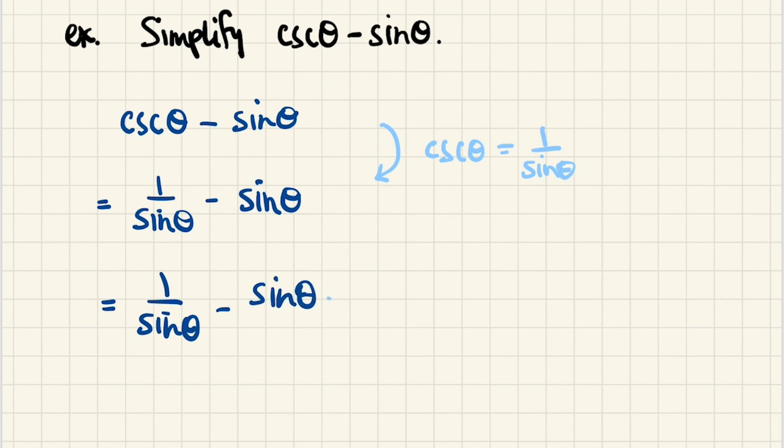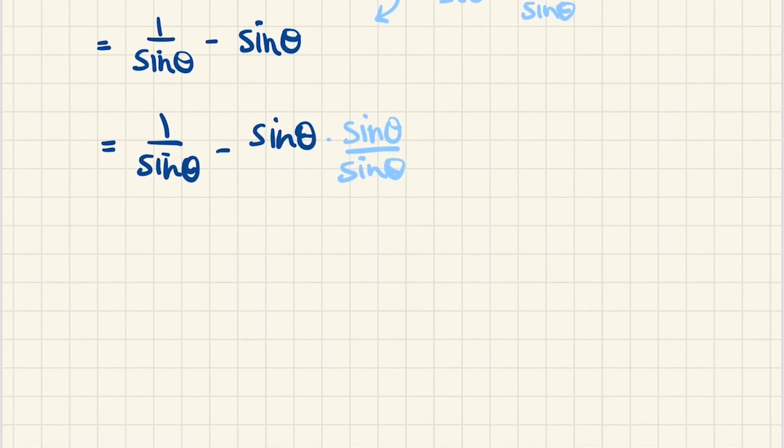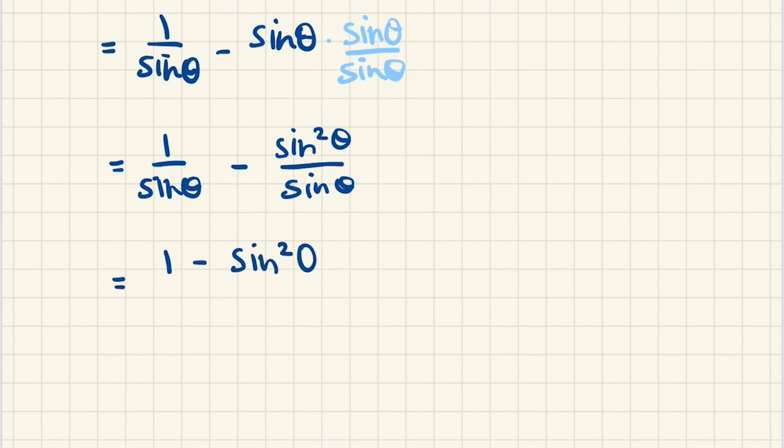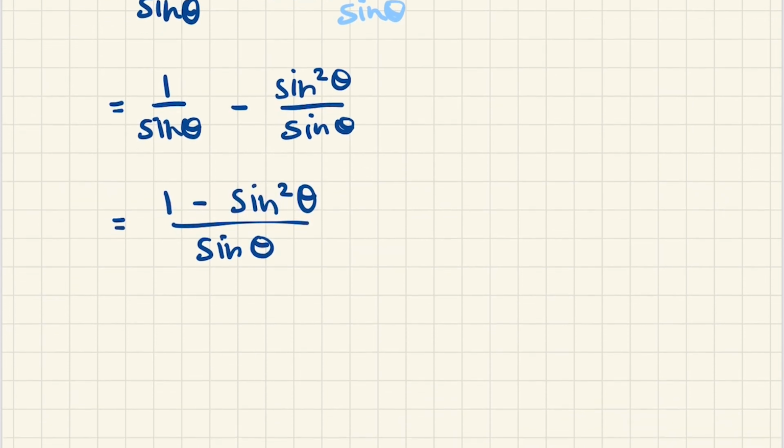So what we should do is multiply the sine of theta by sine of theta over sine of theta. So we now have 1 over sine of theta minus sine squared theta over sine of theta. And because we have a common denominator, we can write 1 minus sine squared theta over that common denominator of sine theta. Okay, excellent. And hopefully you're looking at 1 minus sine squared theta and thinking, hey, that's a thing. That's cosine squared theta.